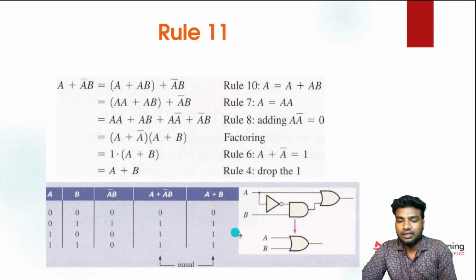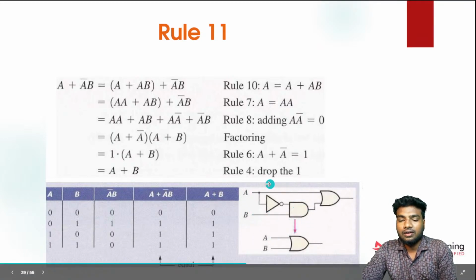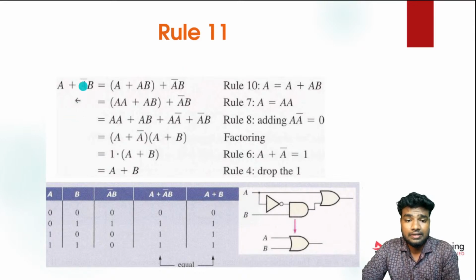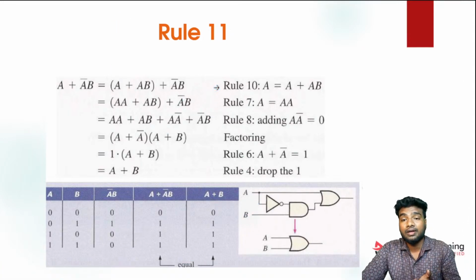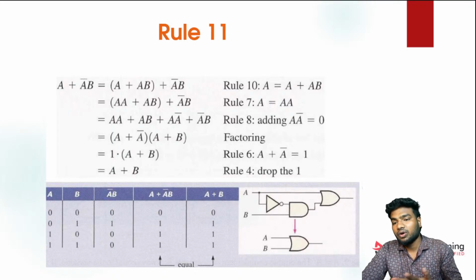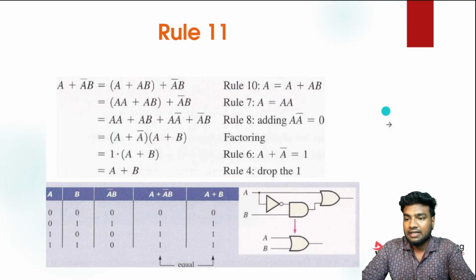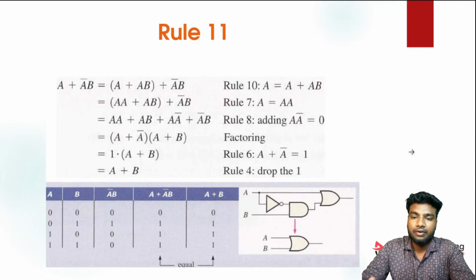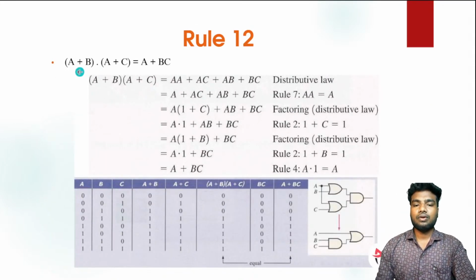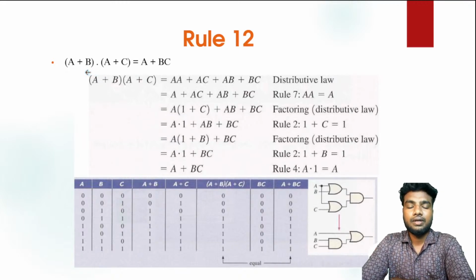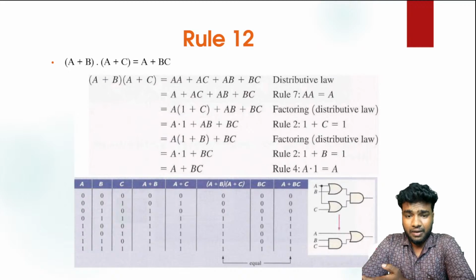You can see here the logical circuit diagram for this equation. I'm converting it into a simple way. This is the reason why we follow the Boolean algebra rules: we can simplify our equations and reduce the logical gates in our circuit. So let's move to rule 12. Our rule 12 is a plus b and a plus c equal to a plus bc. Let's see how.